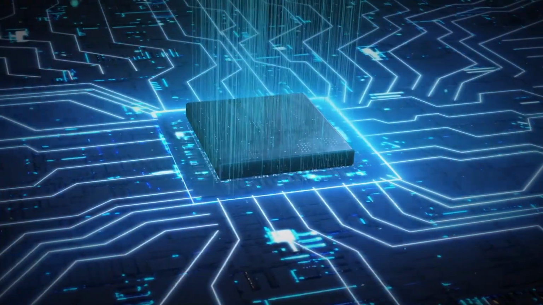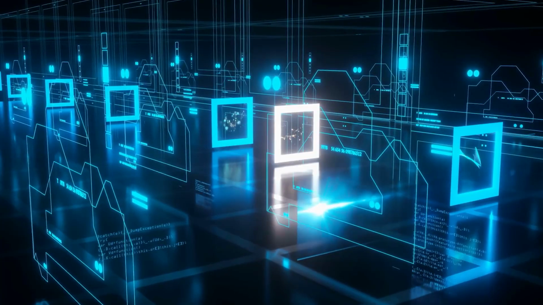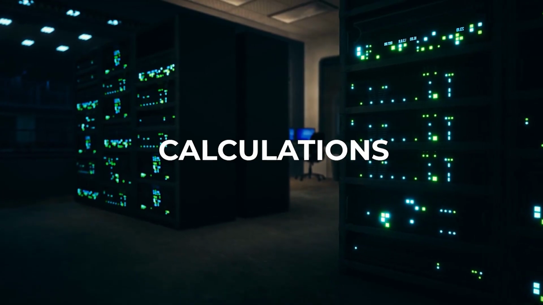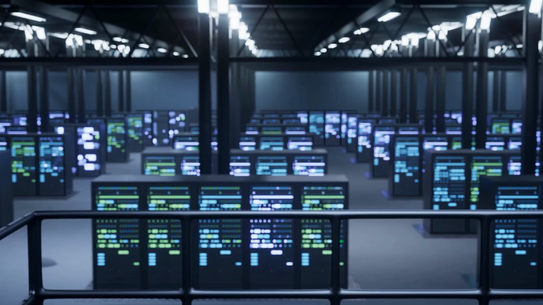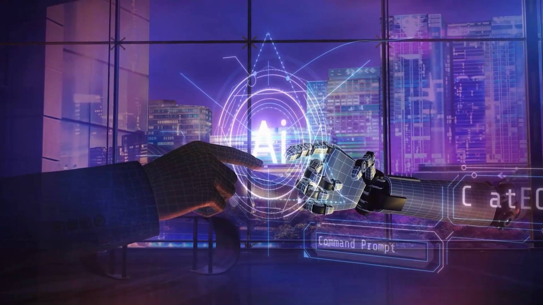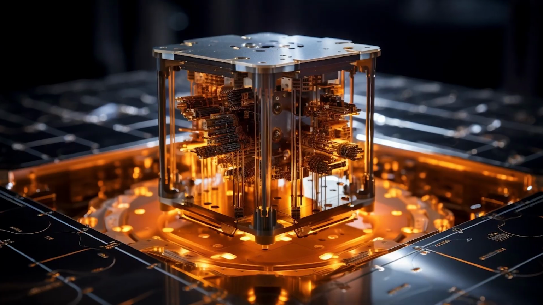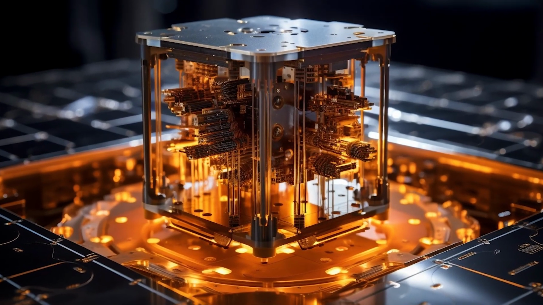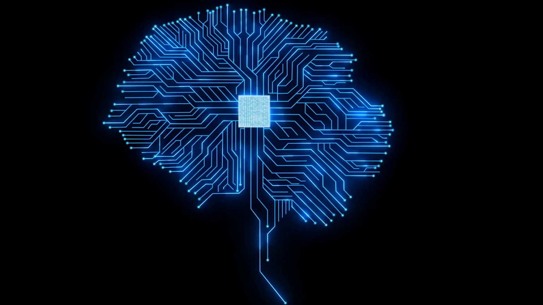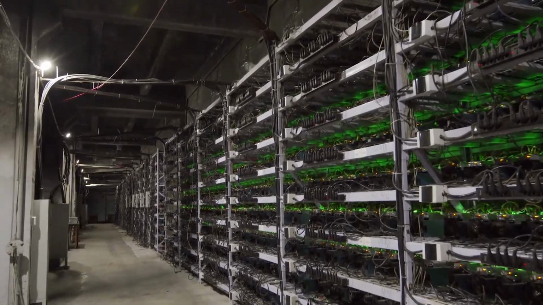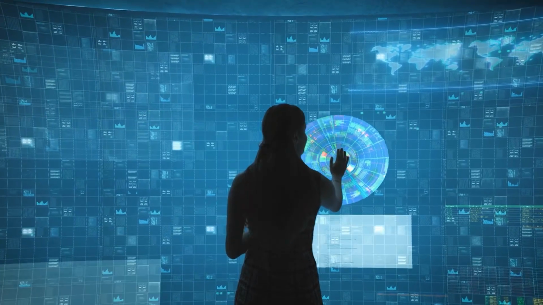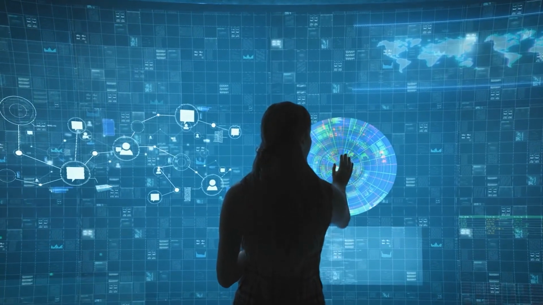Picture a future where the impossible becomes possible in mere moments, where calculations that would take supercomputers years to complete are completed in an instant. Welcome to an extraordinary future, a world transformed by the power of quantum computing and artificial intelligence. This isn't just a technological revolution, it's a monumental leap into the new epoch of human innovation.